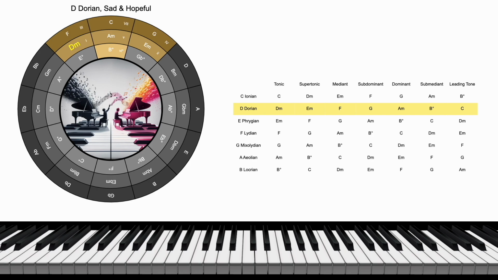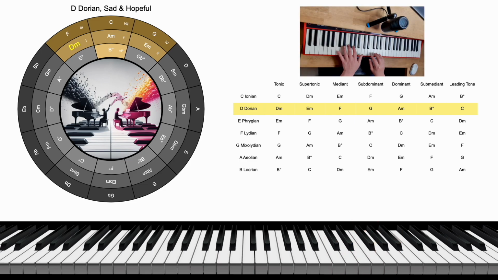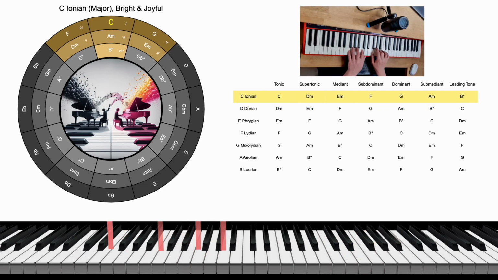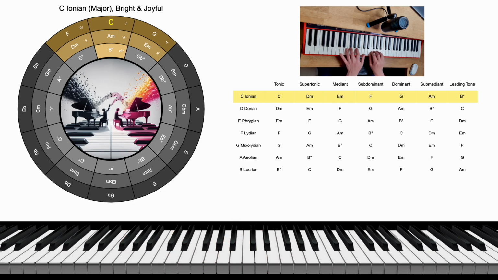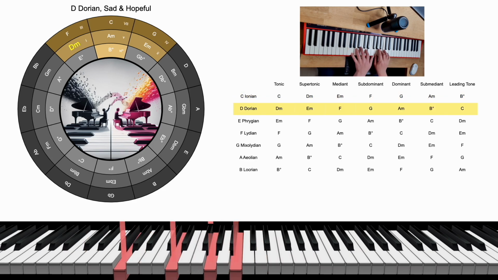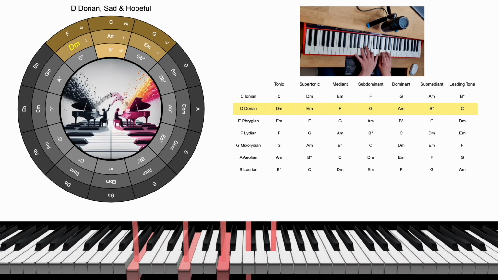D Dorian has the same chords as C major, but we start on the D minor. We're playing the same chords, but we're starting at a different point. Each mode has its distinct sound, which can be demonstrated by playing the tonic, subdominant and dominant chords. The intervals between the chords are different in each mode.